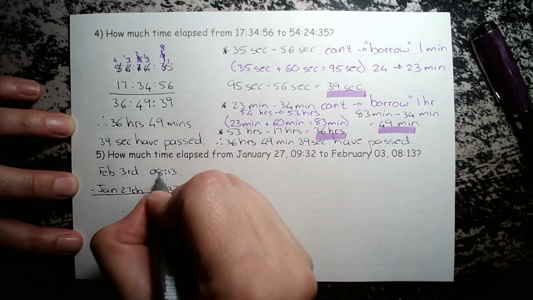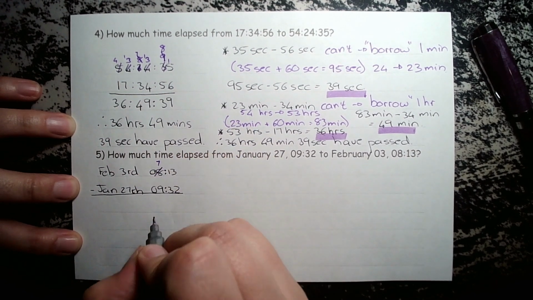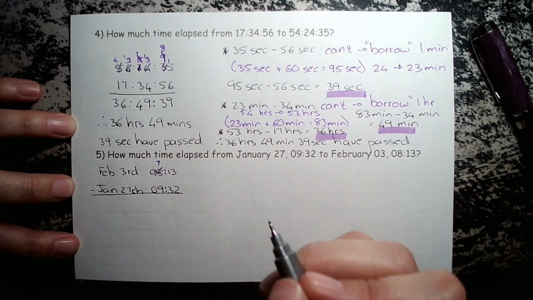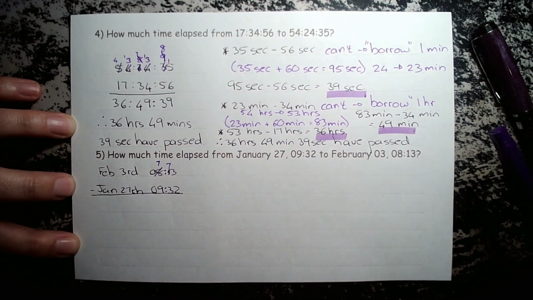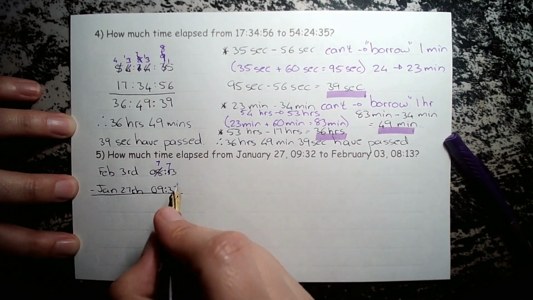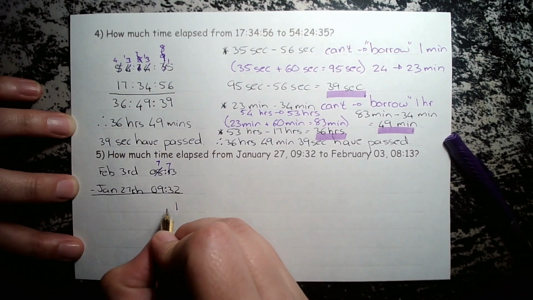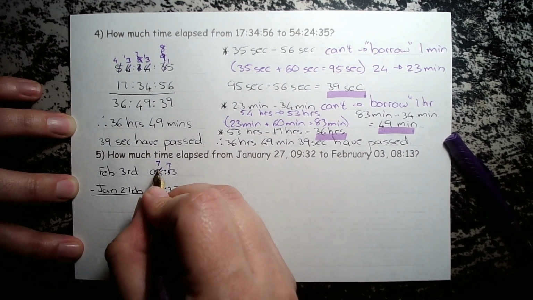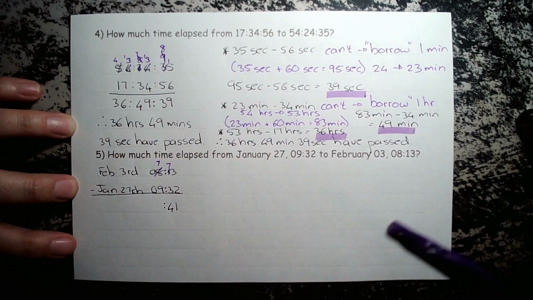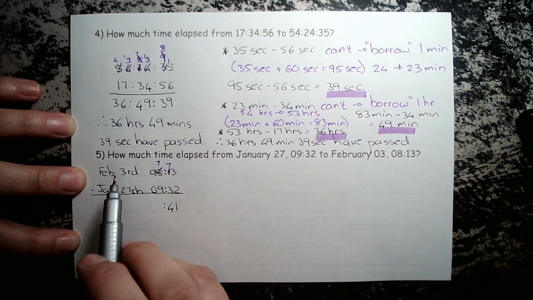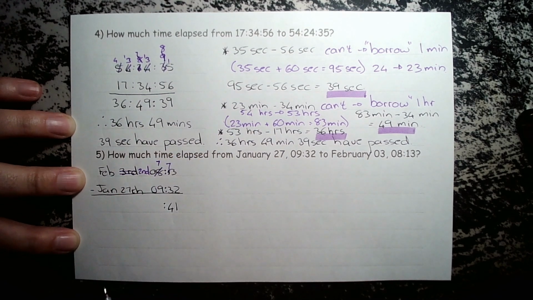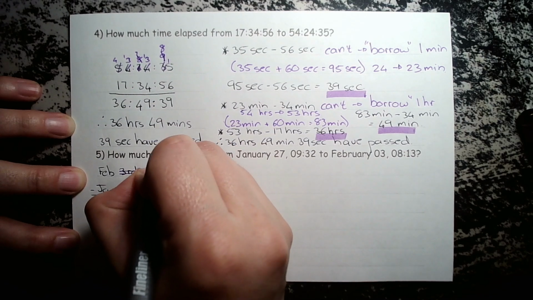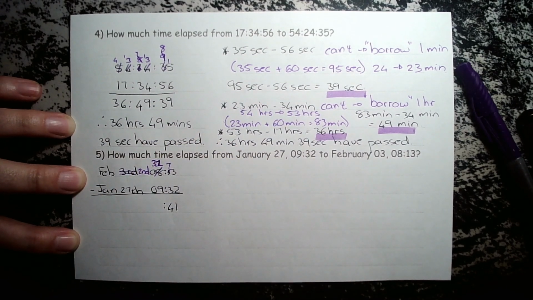So we borrow an hour, which means that that is now 7 hours. 1 hour is 60 minutes. 60 plus 13 leaves us with 73. 3 minus 2 leaves us with 1. 7 minus 3 leaves us with 4. 7 minus 9, we cannot do that. We will need to go and borrow an entire day. So February 3rd becomes February 2nd. Now that is 24 hours. 24 plus 7 gives us 31.